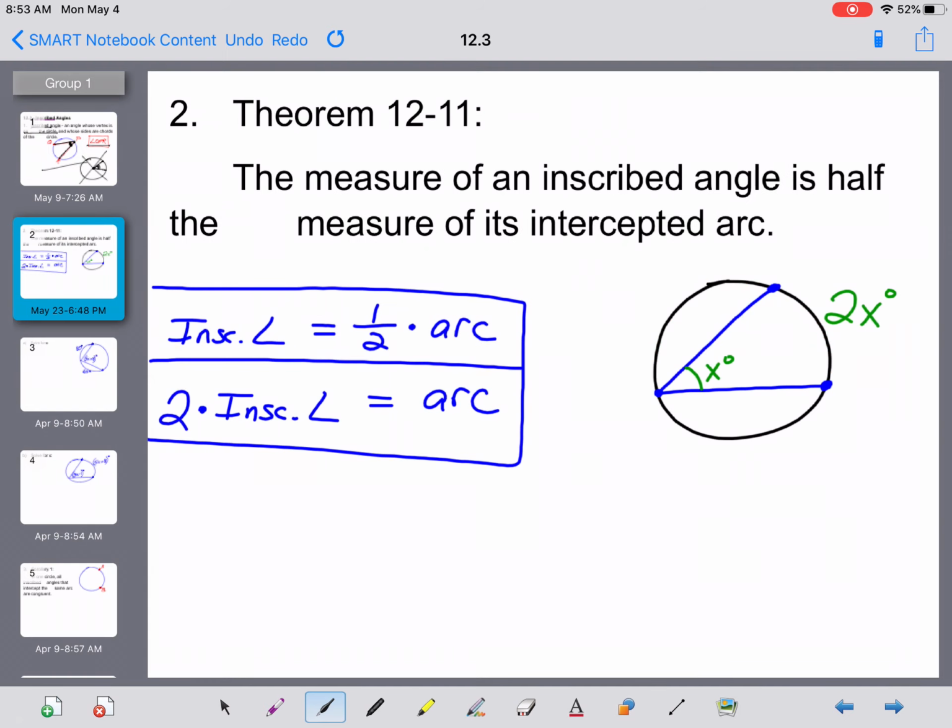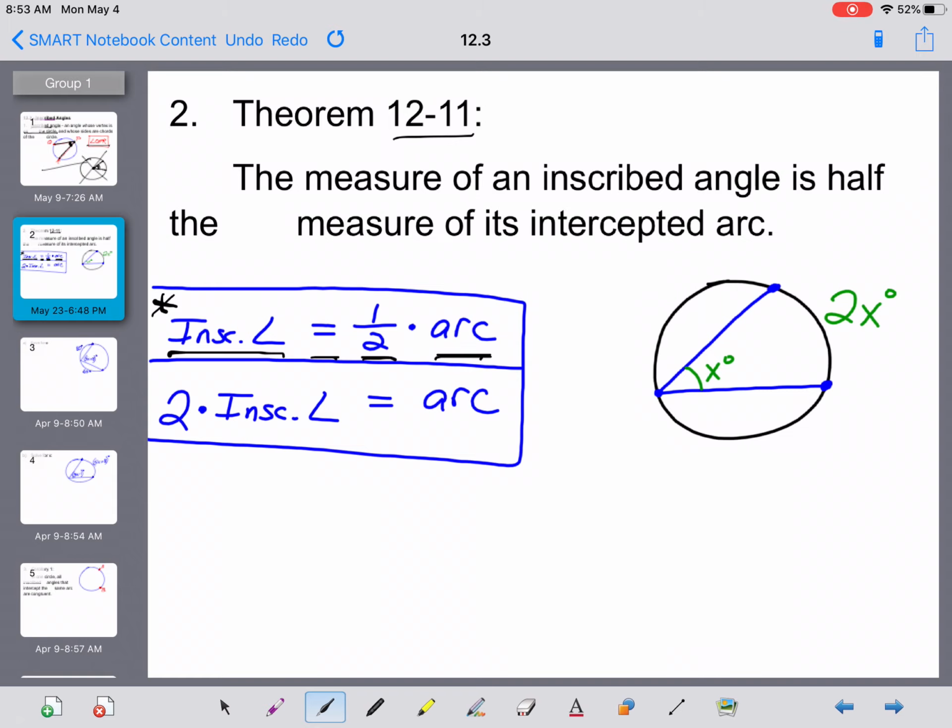We have quite a few theorems to go along with it, but this is the big one right here, guys. Theorem 12-11 says that the measure of an inscribed angle is half the measure of its intercepted arc. Okay, there's two different ways of expressing that here. The first one is the literal translation of the theorem we just read out. The measure of an inscribed angle is, means equals here, there's your half, and then the measure of its intercepted arc.